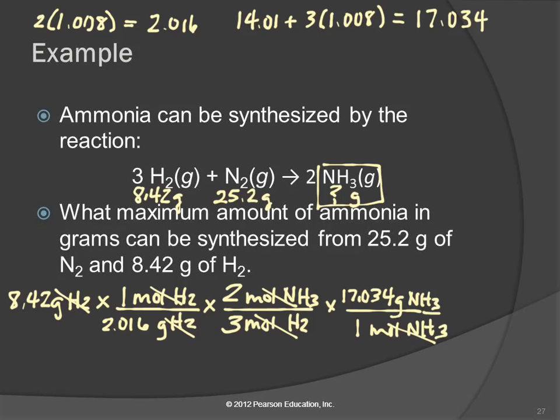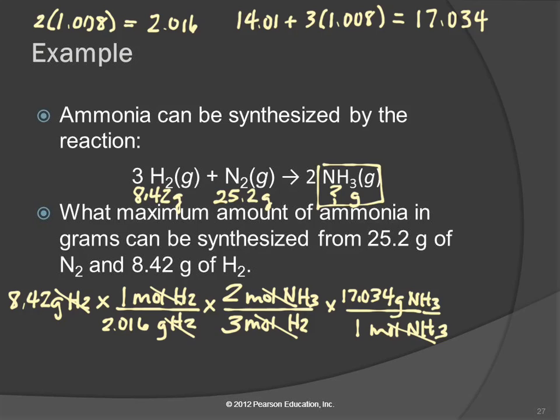So that's something that we learned to do this afternoon, that calculation. What's different about this problem is that we recognize we have to do it twice. So I'm going to go ahead and calculate that and write down the answer. 8.42 divided by 2.016 times 2 divided by 3 times 17.034.